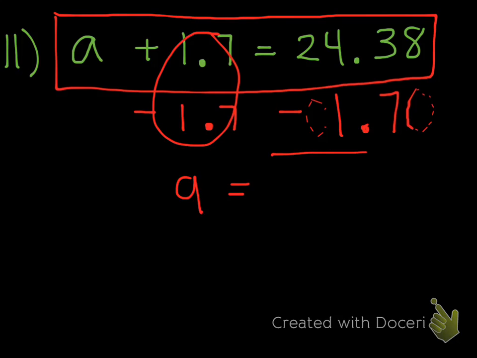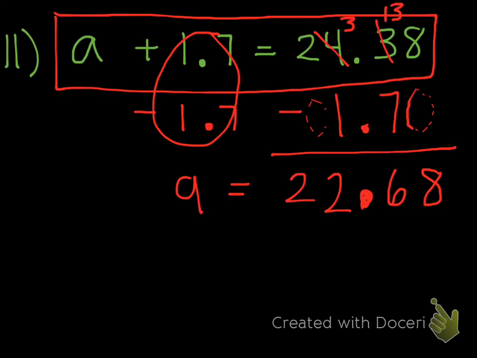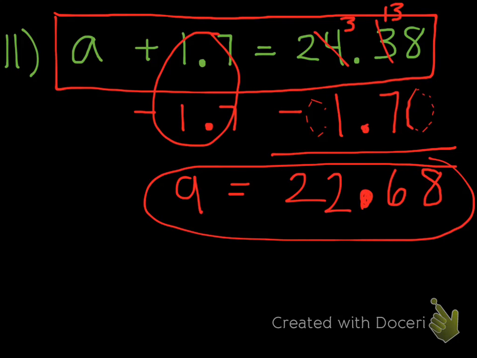When you add 0, you're adding nothing. Then you can easily subtract. You might have to borrow. What you do, bring down your decimal straight down. And there you have it. Very simple, as long as you line up your decimal point.